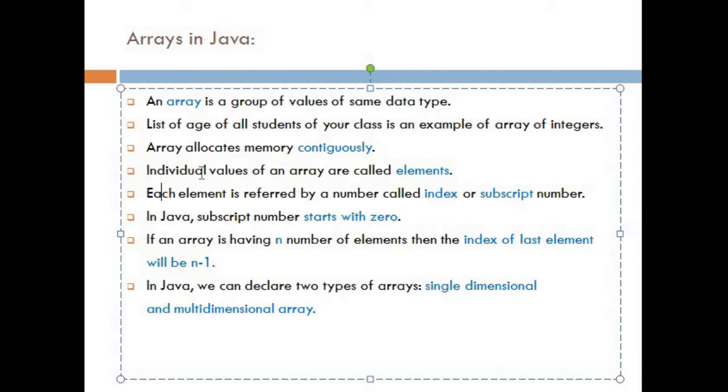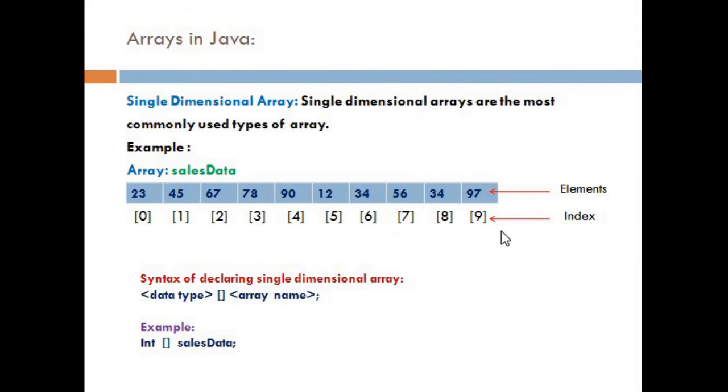Then come to the next point. The values stored in an array are also known as elements. So we call the individual values of an array to be elements. Now consider the case of this array. The name of this array variable is sales data.